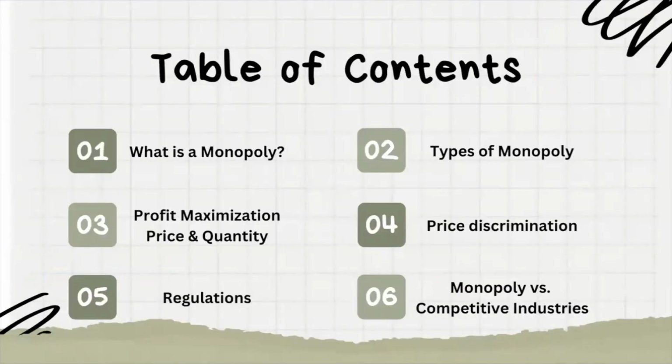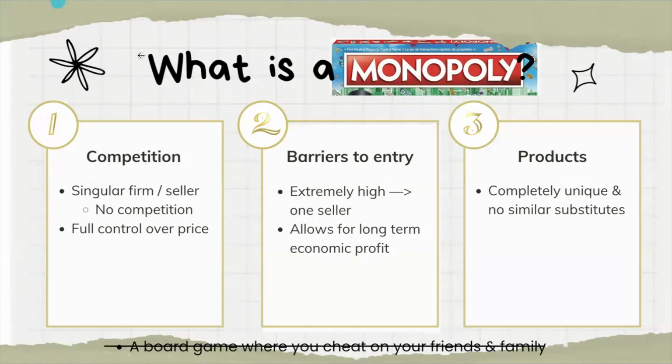This is our table of content. First of all, we're going to talk about what exactly is Monopoly. Then we're going to move on to the different types of Monopoly. After that, we're going to talk about how the firms will profit maximize. And then we're going to talk about price discrimination. After that, it's going to be regulations, and finally, monopoly versus competitive industries.